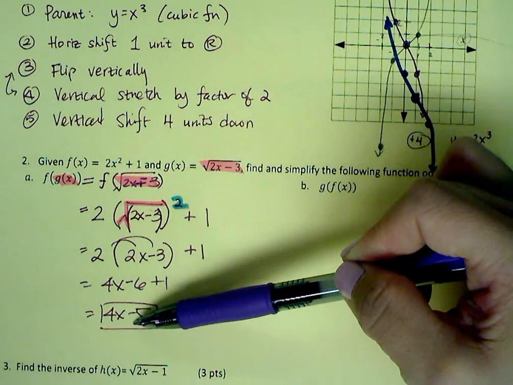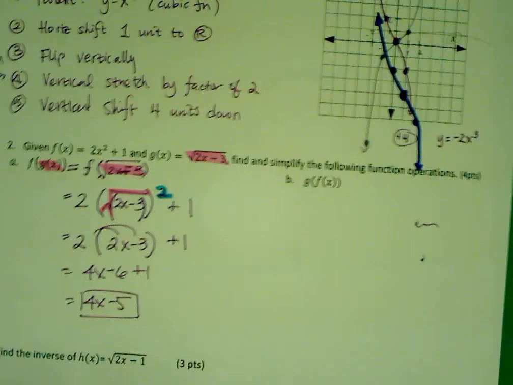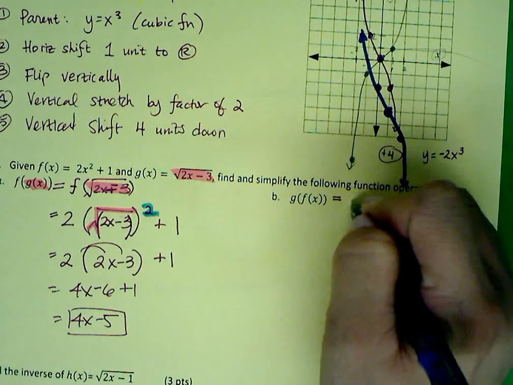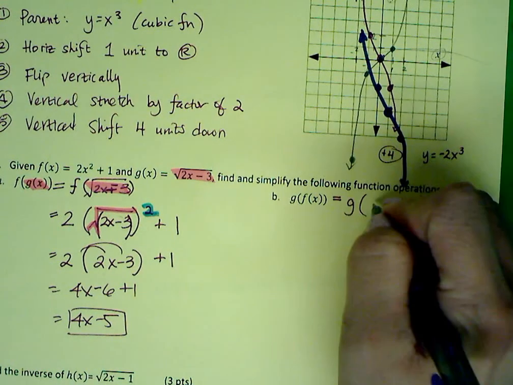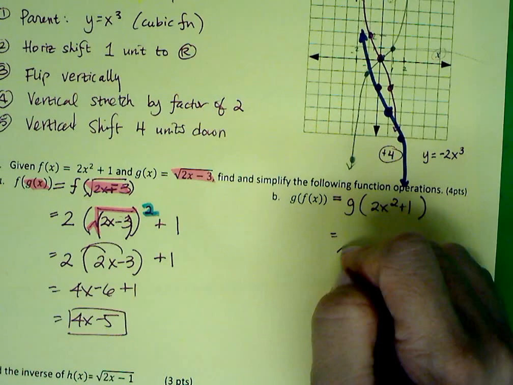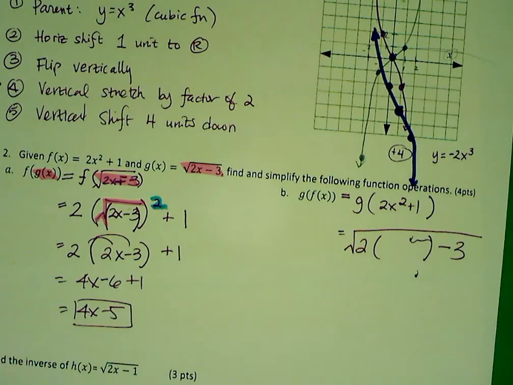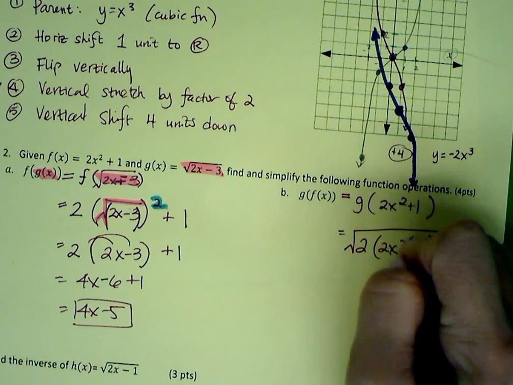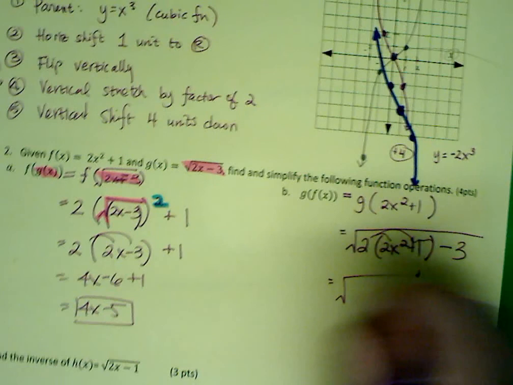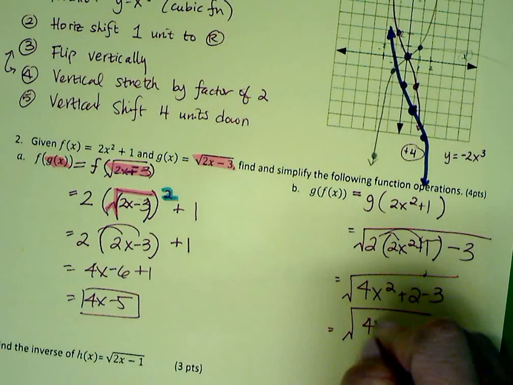Now here's the killer. Did you guys put an equal sign? Now g of f. We've got to plug it into g. But what is g? The square root of 2 times something minus 3. What is that something? 2x squared plus 1. So most of you guys were successfully able to do this: 4x squared plus 2 minus 3, and that was 4x squared minus 1. And if you had stopped there, you would have gotten it correct.